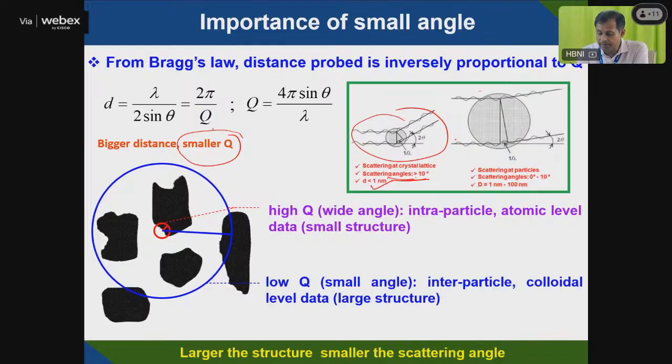In the case of a big particle, you can see the scattering from the surface only. That means scattering of the particle as a whole, at near 0 to 10 degrees, very low angle, and d spacing equal to 1 nanometer to 100 nanometer.